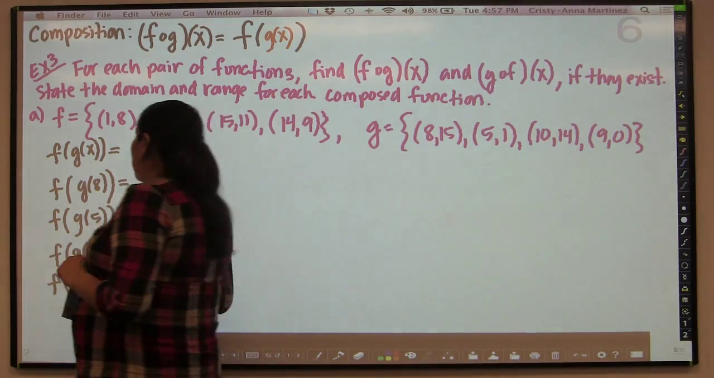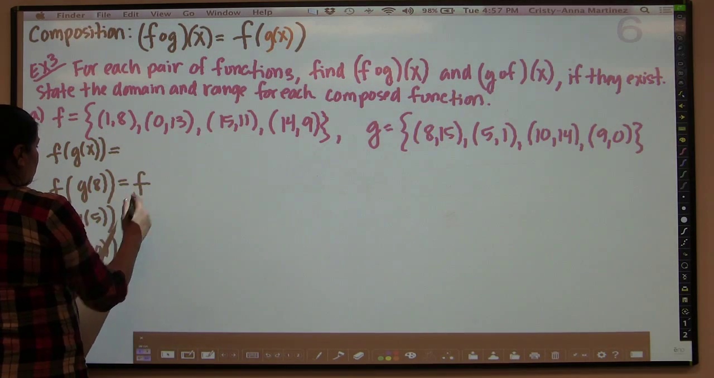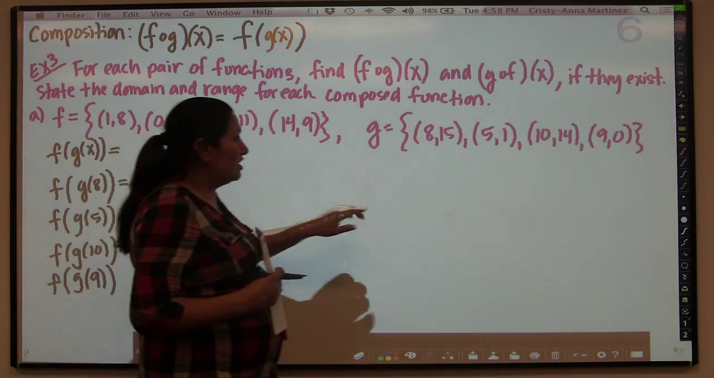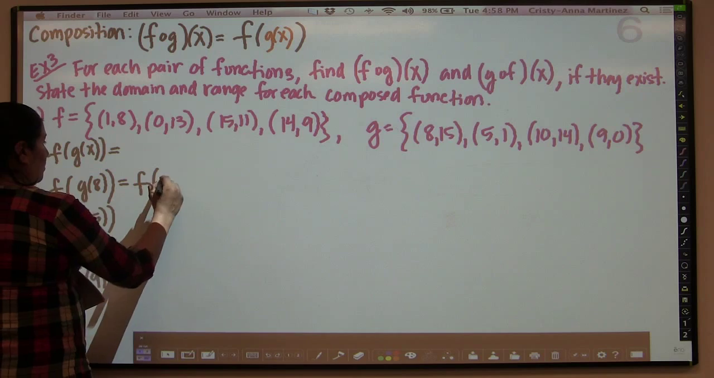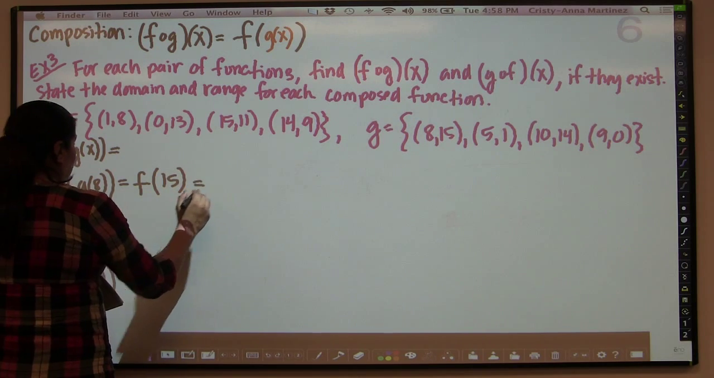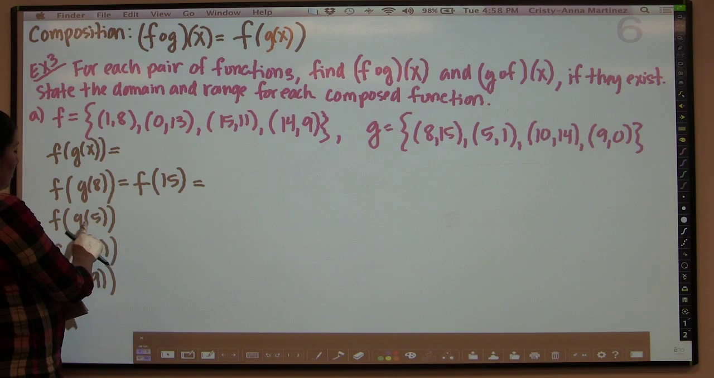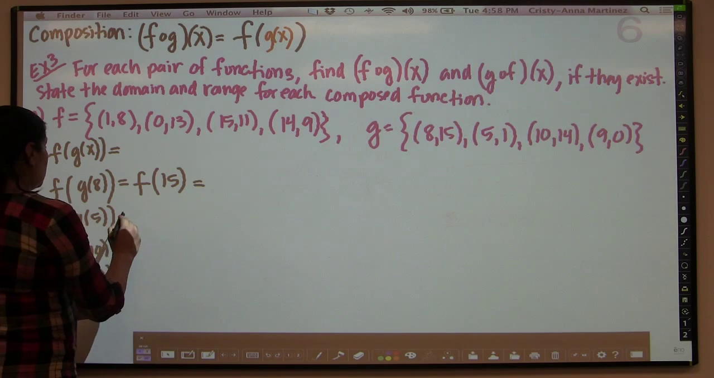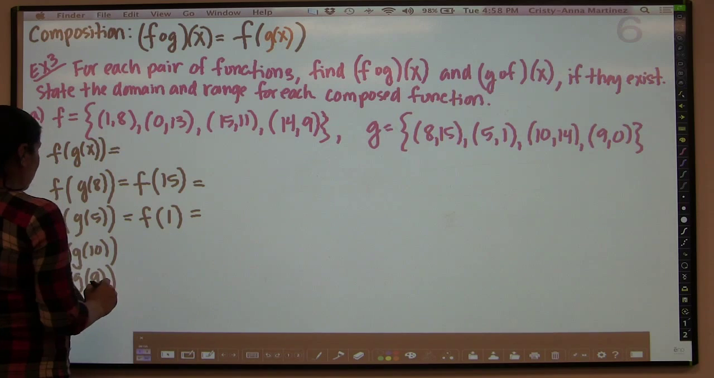Now I want to rewrite this so it's a little bit easier to write. What is g of 8? What is the value of the g function when x is 8? Well, the value of the g function when x is 8 is 15. So I'm going to replace g of 8 with 15. Here I'm going to replace the g of 5. What is the value of the g function when x is 5? It is 1. So I'm going to replace g of 5 with 1.